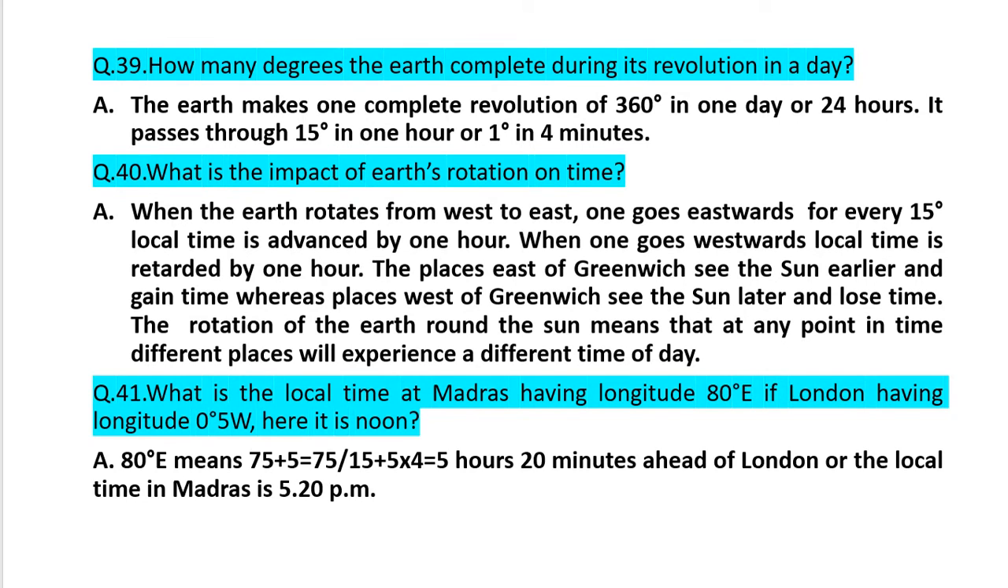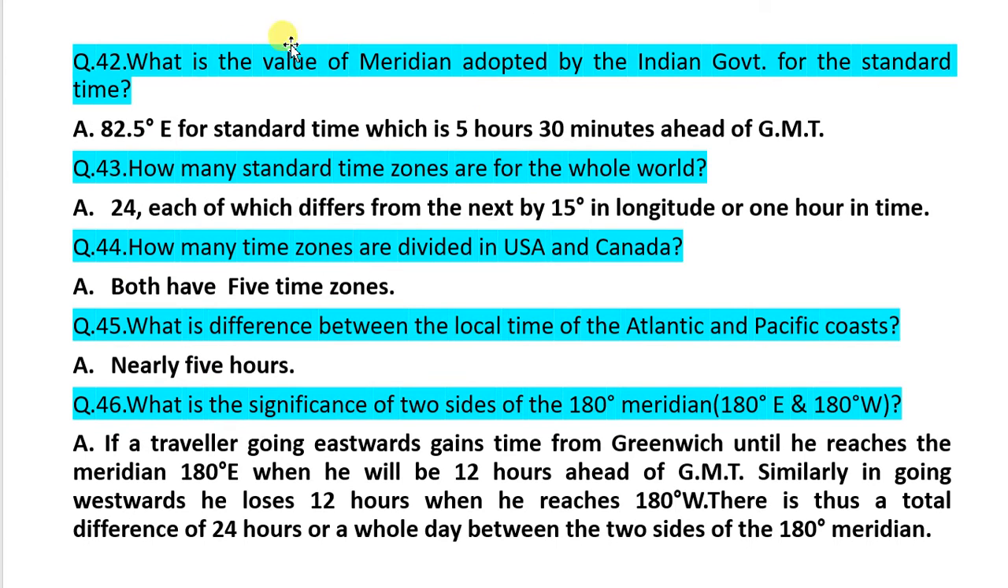Next question. What is the value of the meridian adopted by the Indian government for the standard time? Every country adopts a standard time for itself. 82.5 degrees east is adopted by the Indian government for standard time, which is 5 hours 30 minutes ahead of GMT.